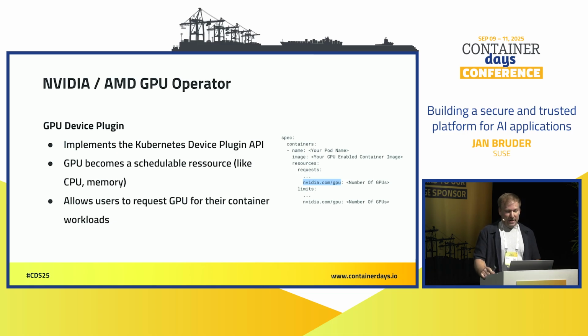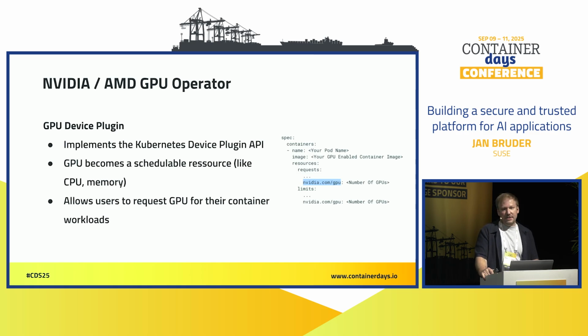Then the GPU device plugin is also an important part of the operator. This plugin implements the Kubernetes device plugin API. And basically, this API allows you to add additional schedulable resources to the Kubernetes scheduler, and then request these resources once you deploy your container application, just in the same way as you do it for memory or CPU, right? So if you look in the pod specification of your application, you usually can request a certain number of CPU and memory, and the device plugin does the same now for GPUs.